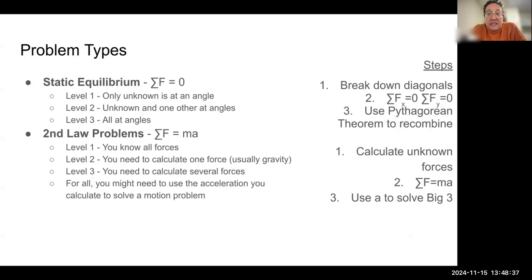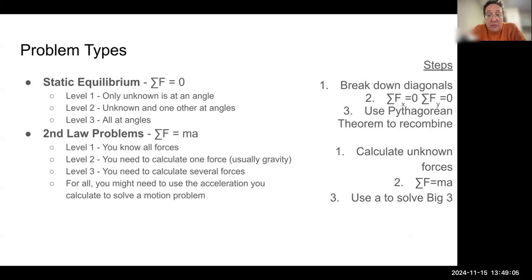Second law problems take it one step further. We don't know what the acceleration of the object is, and honestly, that's usually what we're solving for. I gave you three levels here as well. In the first level, you know all the forces, and it's just a matter of calculating the net force and then calculating the acceleration. In levels 2 and 3, we have more forces unknown. If it's just one, like gravity, then we're talking a level 2 problem. If it's many different forces, including friction, we're thinking about a level 3 problem.